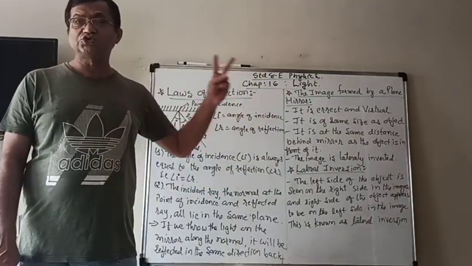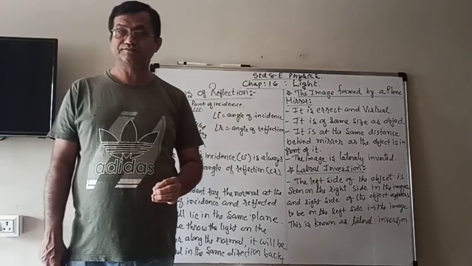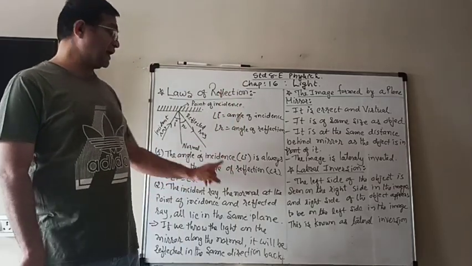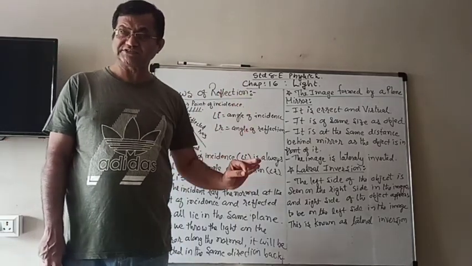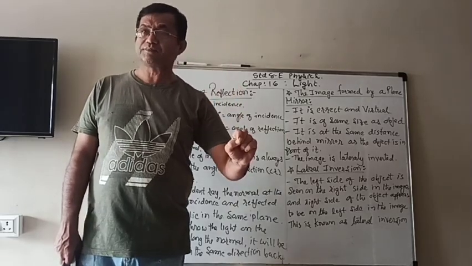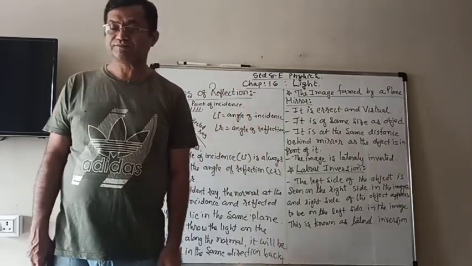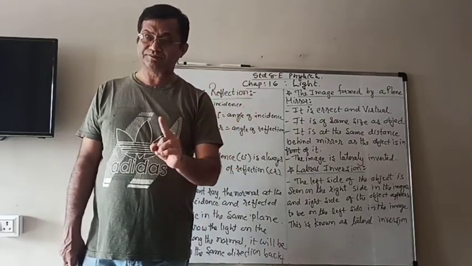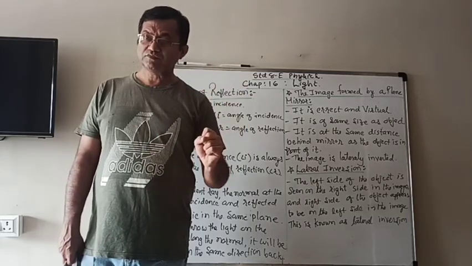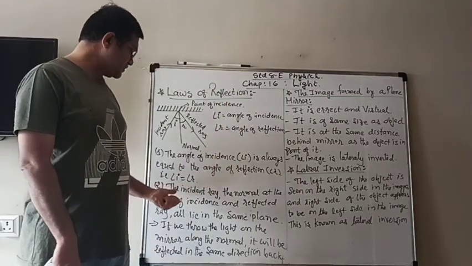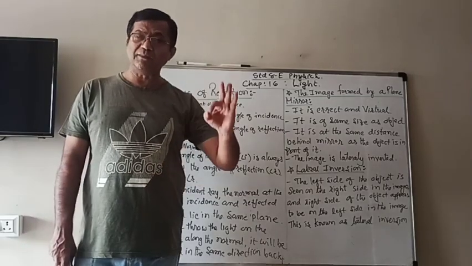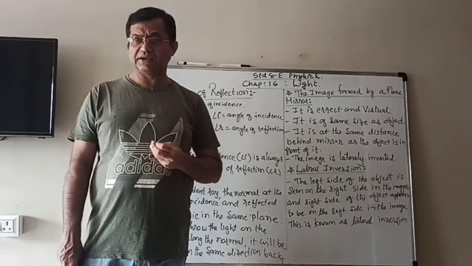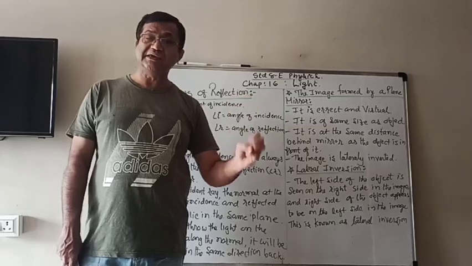So these are the two laws of reflection. We will repeat. First law: the angle of incidence is always equal to the angle of reflection. It means that angle I is equal to angle R. Second law: the incident ray, the normal at the point of incidence, and the reflected ray all lie in the same plane.